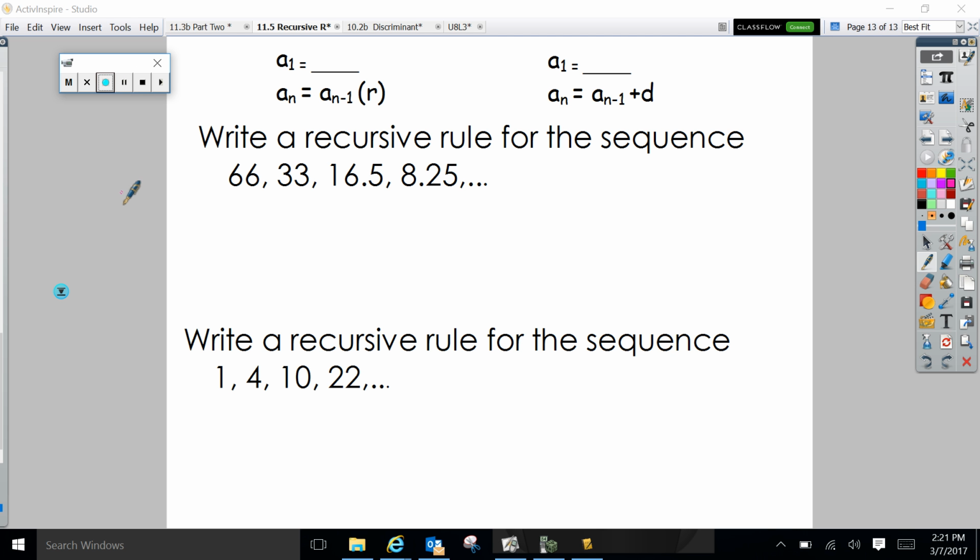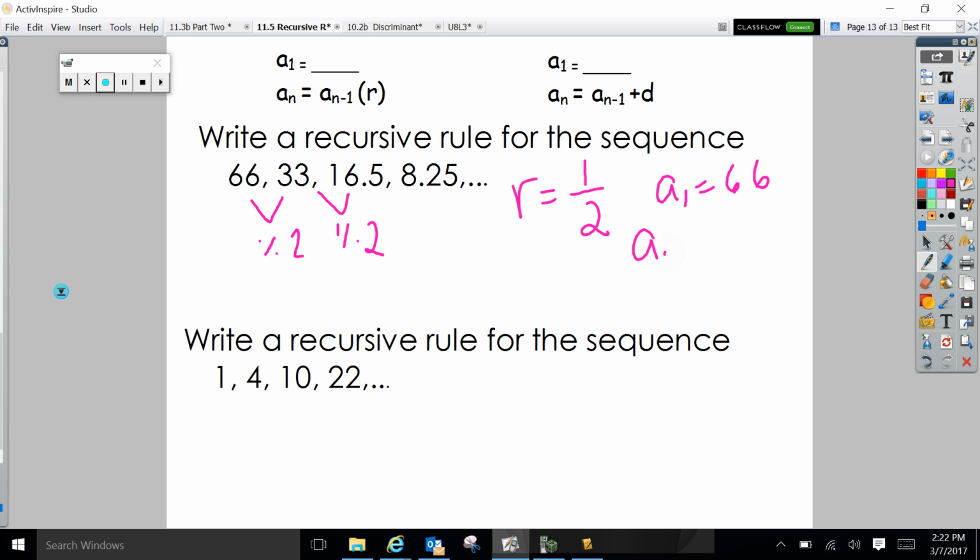So first I need to decide, is it arithmetic, geometric, or is it some other kind of sequence? So 66 to 33, it looks like I'm dividing by 2. Does that work here? Divide by 2? Yep. So this one's geometric, where your common ratio, dividing by 2, is the same thing as multiplying by 1/2. So to write a recursive rule for this sequence, you have to give me the first term, which is 66, and then a sub n is going to be that previous term times 1/2.